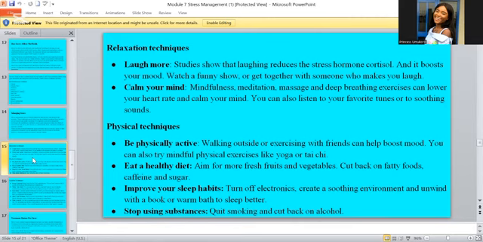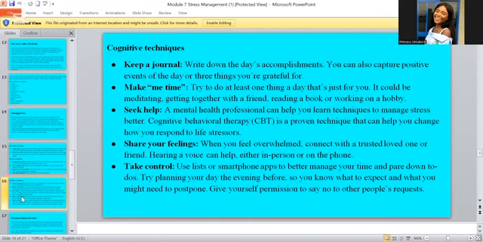Some physical techniques are being physically active, working outside or exercising with a friend. You can try yoga, you can try tai chi. Also, you should eat a healthy diet. Aim for fresh fruits and vegetables. Cut back on fatty foods, caffeine, and sugar. Also, it's important that you improve your sleeping habits. When it's time to sleep, turn off electronic devices, create a soothing environment, and unwind with a book or maybe a warm bath to sleep better. And stop using substances. Quit smoking if you smoke and cut back on alcohol.